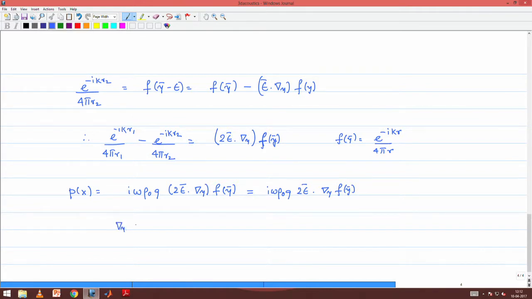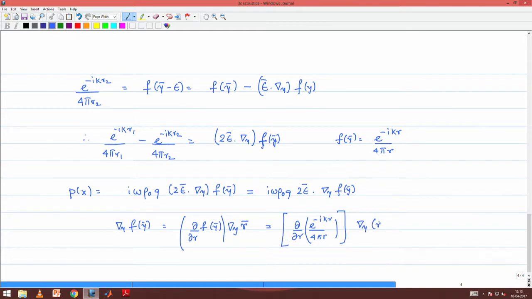But then del y of f evaluated at y could also be written, as f of y is this quantity, as del r of f evaluated at y into gradient with respect to y of r, right. This is just the chain rule of calculus, where we are first taking the derivative with respect to y and then applying the chain rule. And then f y, if we substitute that above expression, we will get del r of e to the power minus i k r over 4 pi r. This is the first term, and the second term is going to be del y of r, okay.